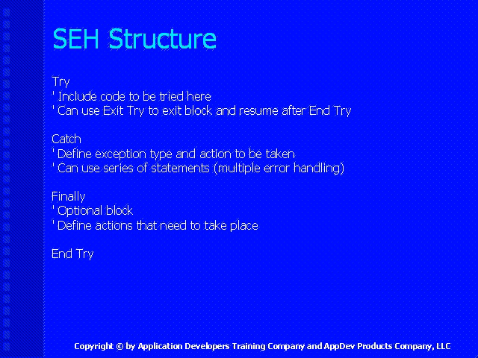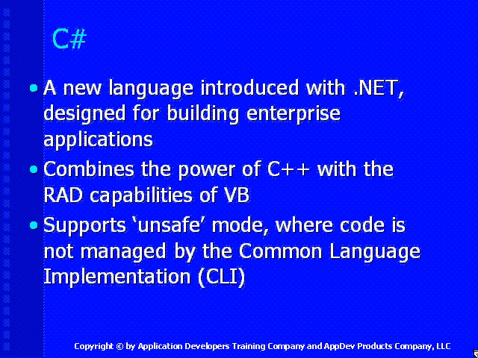C# has the same object orientation features that VB.NET has. It's a new language introduced with .NET, designed for building our enterprise applications. It has the structured error handling, has basically all of the features that we've seen inside of VB. It combines the power and the syntax of C with the rapid application capabilities of Visual Basic. This is one of the great things. Visual Basic started out as really a prototyping tool, and eventually people started creating pretty complex applications using Visual Basic. But they could do it a lot faster than a C++ developer could.